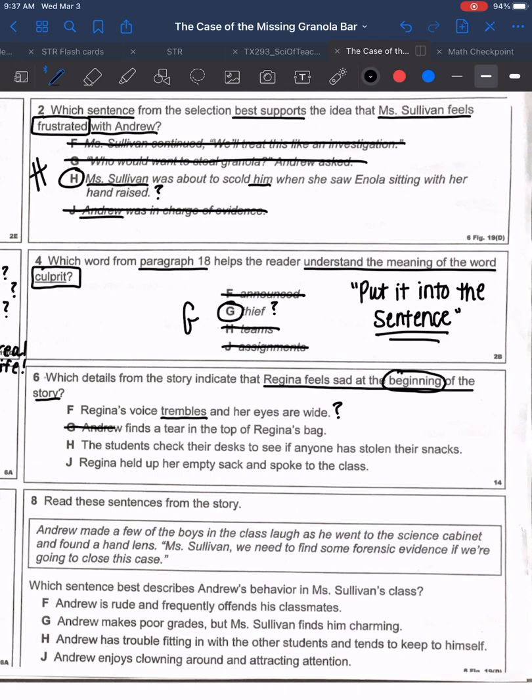G, Andrew finds a tear in the top of Regina's bag. Nope, that has nothing to do with Regina. H, the students check their desks to see if anyone has stolen their snacks. Again, that has nothing to do with Regina. We want to know about Regina. J, Regina held up her empty sack and spoke to the class. This one's about Regina, but it's not telling us about how she's feeling. It's telling us about an action. So, number 6 is F.